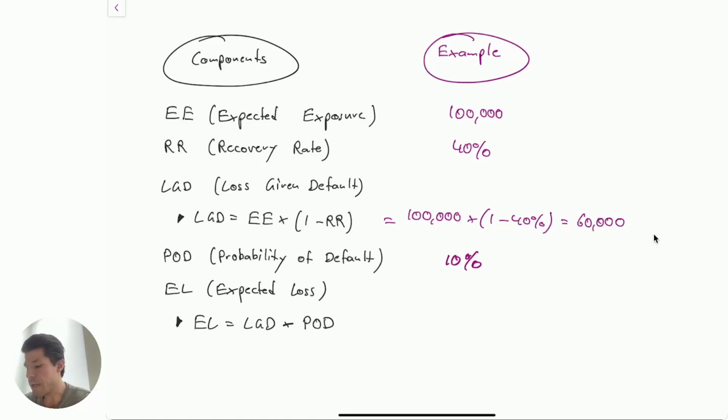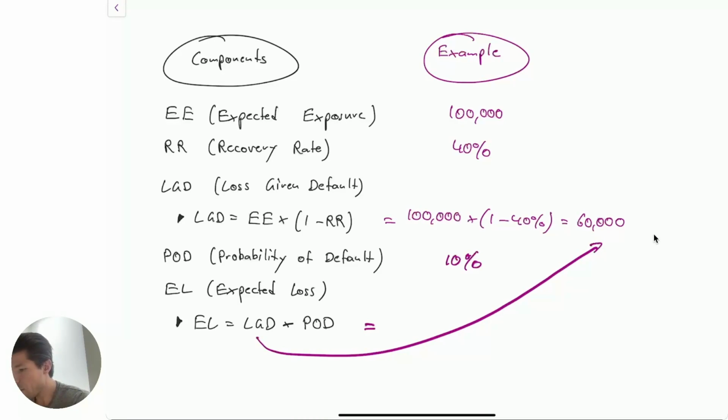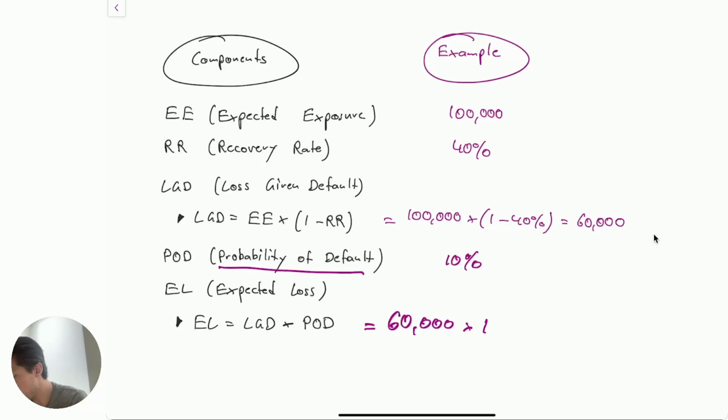Then let's do the expected loss, which is loss given default times probability of default. In our example, loss given default is this figure that we have calculated before, 60k. This is the loss in case of a default, times the probability of default, 10%, which gives 6,000. So the interpretation is the bank expects a probability weighted loss of 6,000 over the next year.